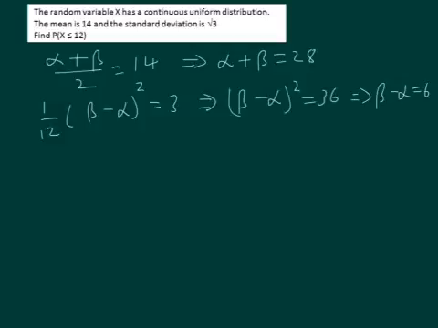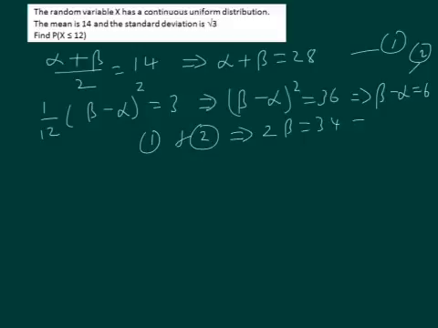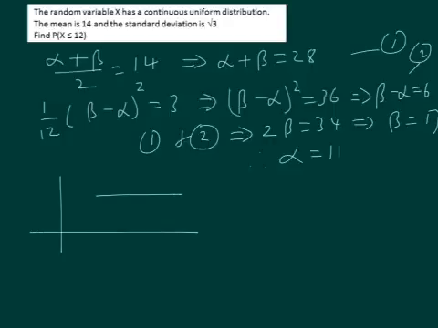So we've got two simultaneous equations. Let's call them 1 and 2. Let's add them together. And we get 2 beta equals 34, which means beta equals 17. Substitute back into either 1 or 2, and alpha works out to be 11. So what we've got now, we can see, is a continuous uniform distribution going from 11 to 17.